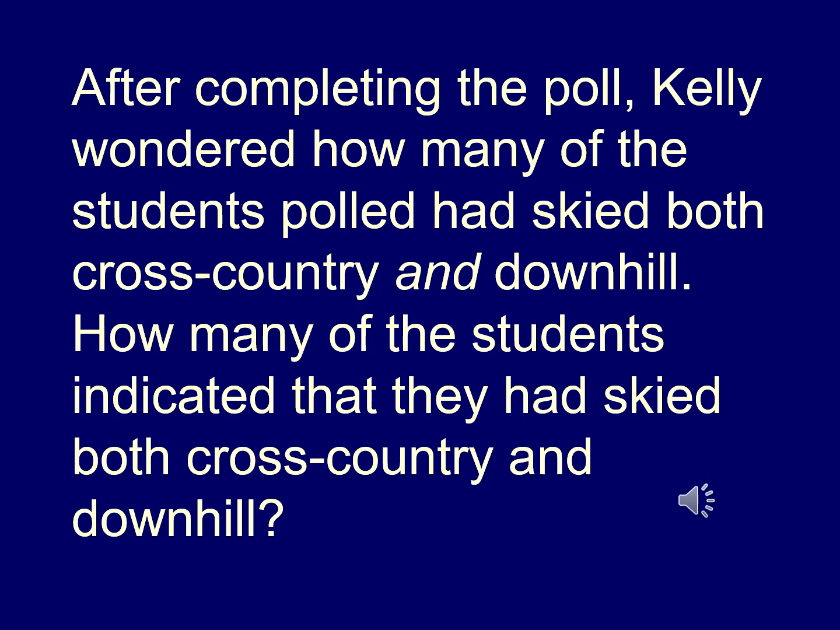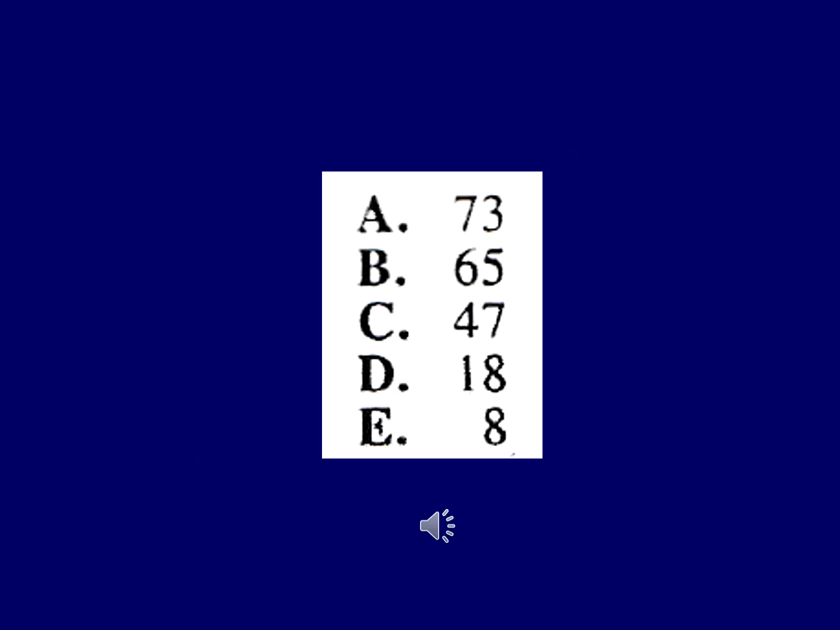Our question says, after completing the poll, Kelly wondered how many of the students polled had skied both cross-country and downhill. How many of the students indicated they had skied both cross-country and downhill? The choices this time are 73, 65, 47, 18, and 8.